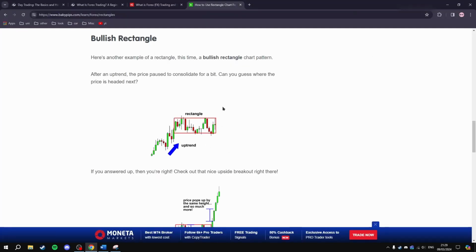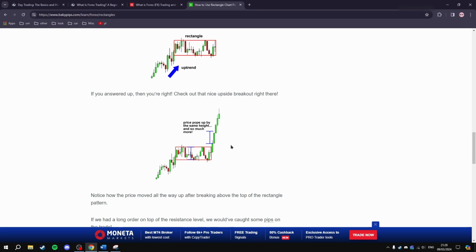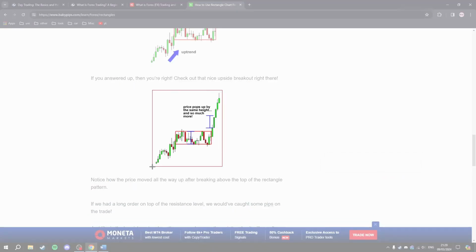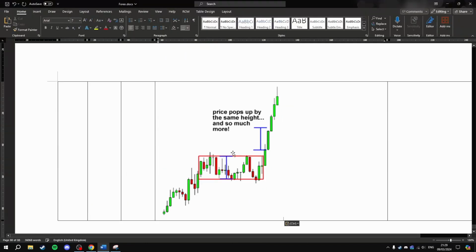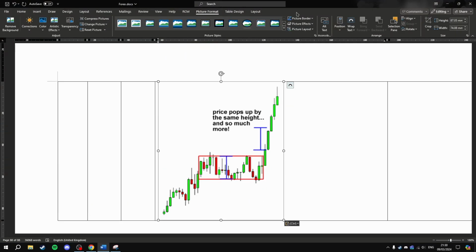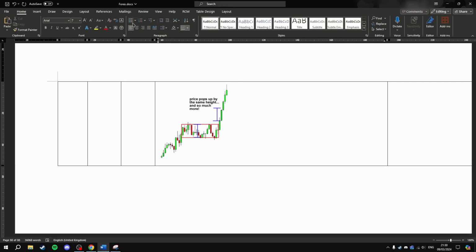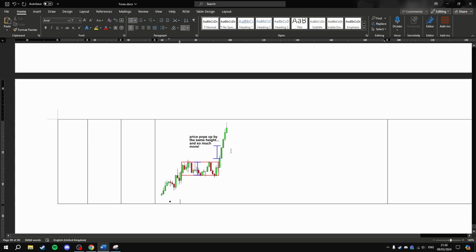If you answered up, then you're right. Check out the nice upside breakout right there. Very nice. Price pops up by the same height and so much more.